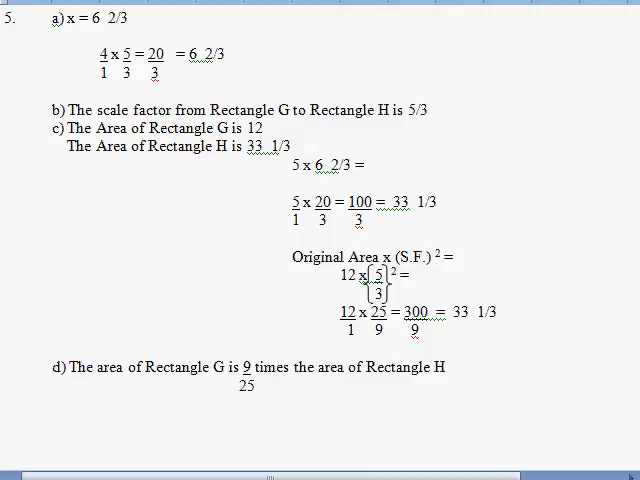Alright, we've just finished number 5 for Investigation 4 of Stretching and Shrinking on page 48.